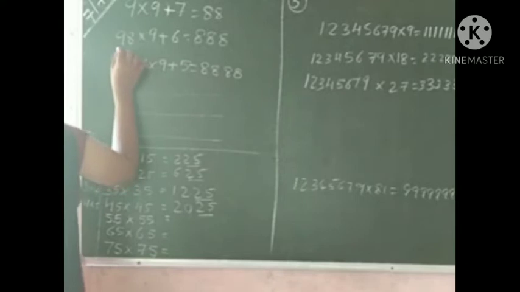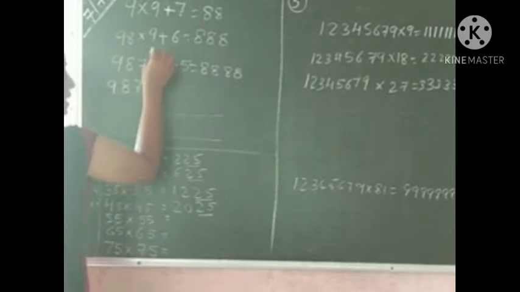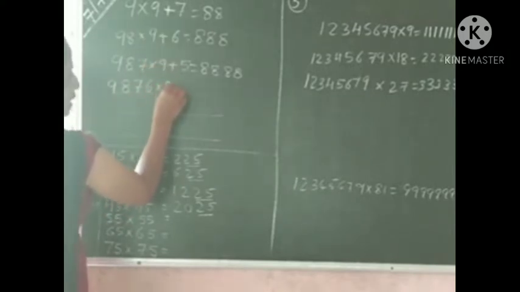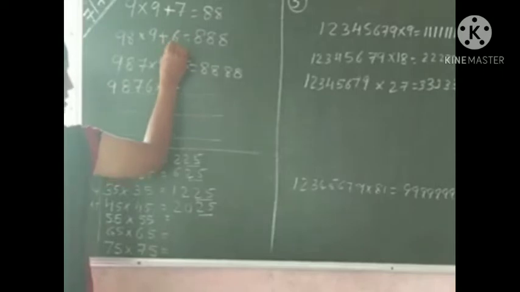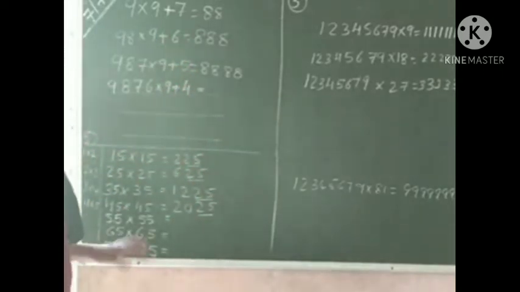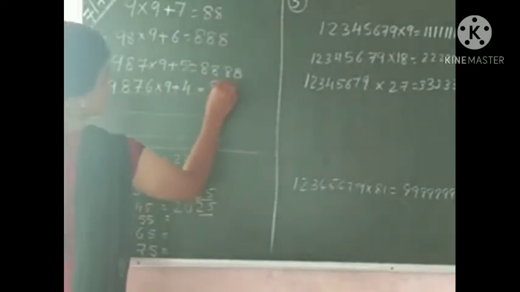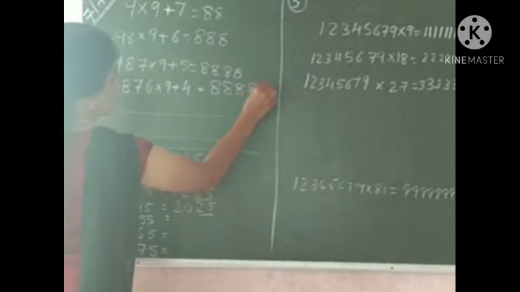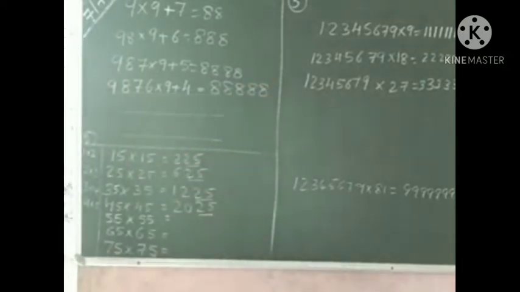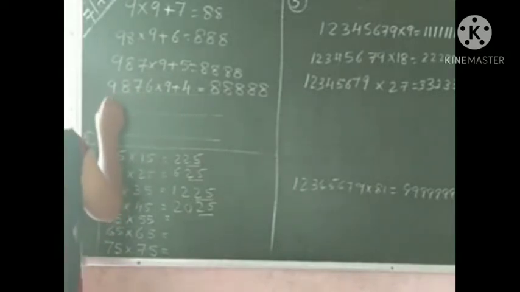Next is 9 8 7 6 into 9, which is the same, plus here 7 6 5, what will come next? 4. Then how many 8s will come here? 2 eights, 3 eights, 4 eights. Now 5 eights will come. Understood? Now what is the next number? Here 9 8 7 6. One more number comes, 5.